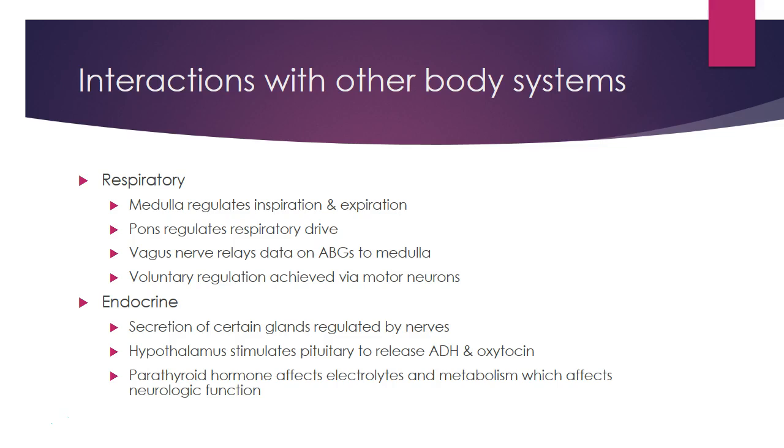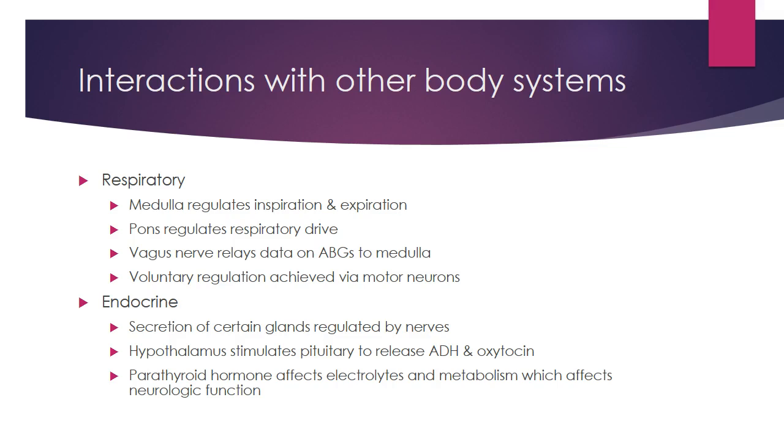How does the neurologic system and endocrine play a role? Well, like I was talking about in the picture of the brain, the hypothalamus stimulates the pituitary to release certain hormones. These hormones are the antidiuretic and oxytocin hormones. So antidiuretic hormone plays a role in regulation of the volume within our body, and then oxytocin plays a role in basically pregnancy and bonding.